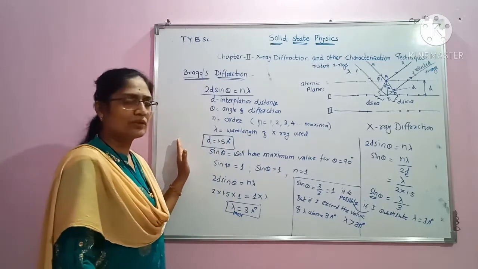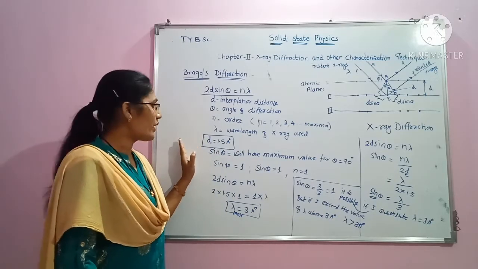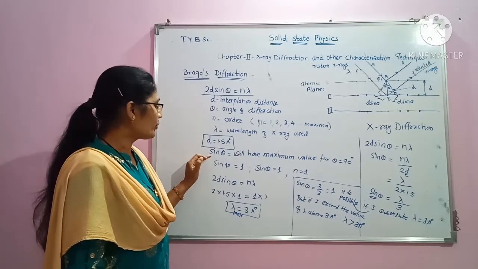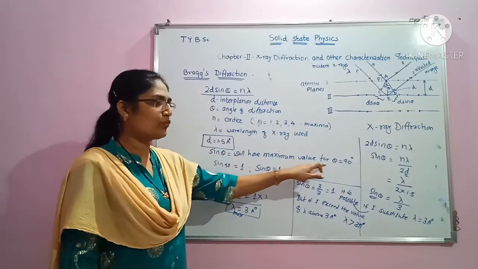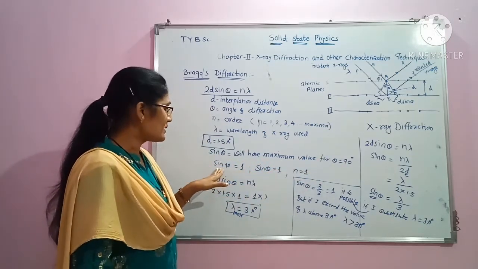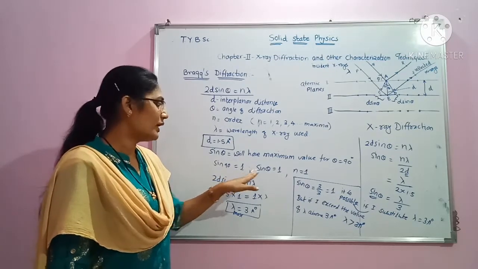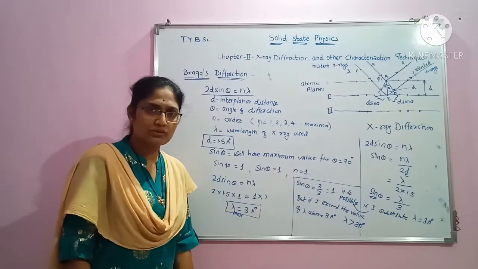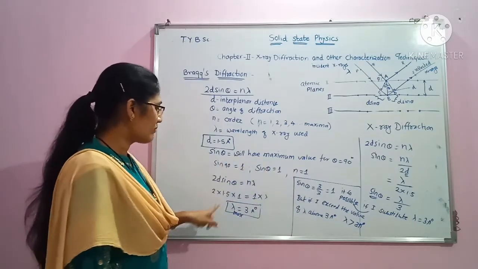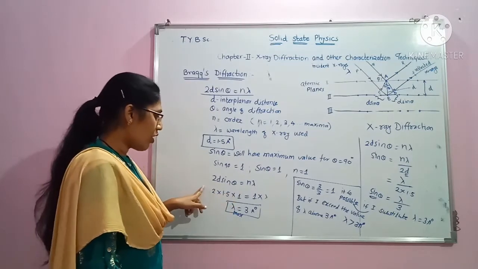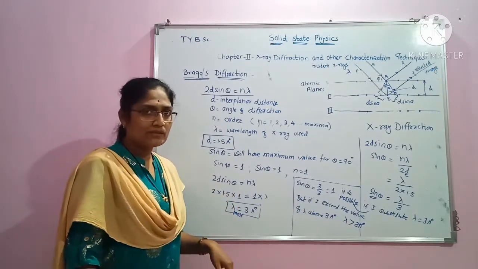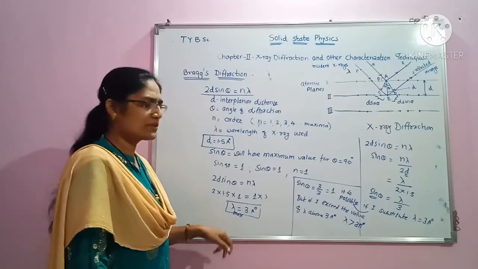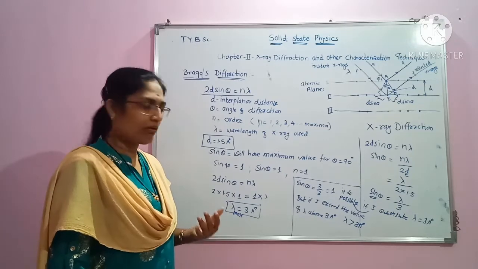Then we have considered one example where we have considered the value of d as 1.5 angstrom, and we know that sin theta will have its maximum value for theta equal to 90, and hence sin 90 will become 1. That is, sin theta we have considered as 1, and the order is also considered 1. When we substitute all these values in Bragg's law, we have obtained the value of lambda as 3 angstrom, and this value is called lambda max, because this is the maximum possible value of the given lambda.